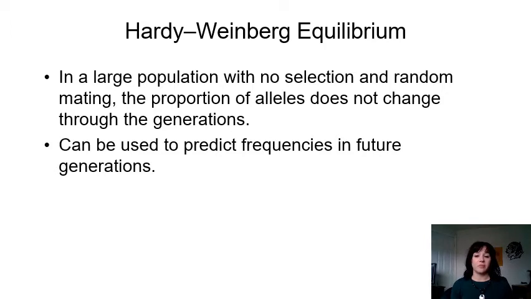Again, this is in a large population. If evolution is not happening, if mating is random, you can use this equation to predict frequencies in future generations. So for example, let's talk about fur color in cats. Say there's a gene for fur color determining whether the cats are going to be black or white. You can go out, find a population of cats, count the number of black and white cats, and use this equation, this principle, to say the next generation of cats is going to have this many black cats and this many white cats.